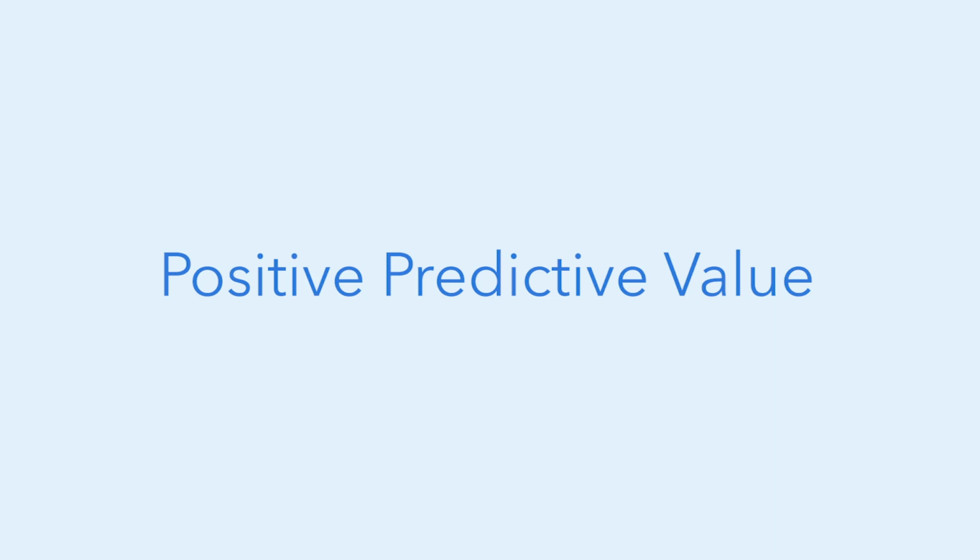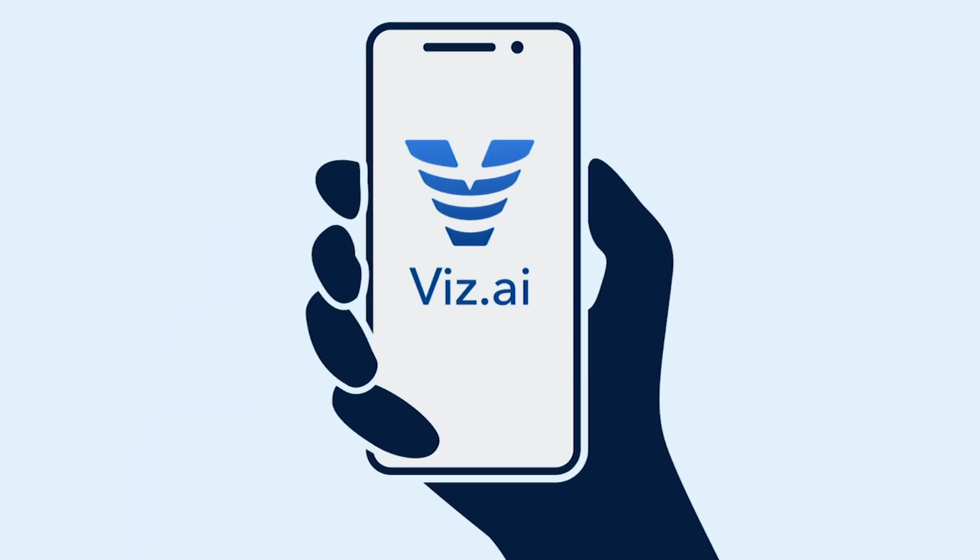PPV stands for positive predictive value. Clinicians will use this value as a means of measuring the likelihood of a positive LVO, a large vessel occlusion, when Viz.AI alerts them. At Viz.AI, it's important for us to know what PPV is and how it works because this will be a main focus for clinicians and how they use us.